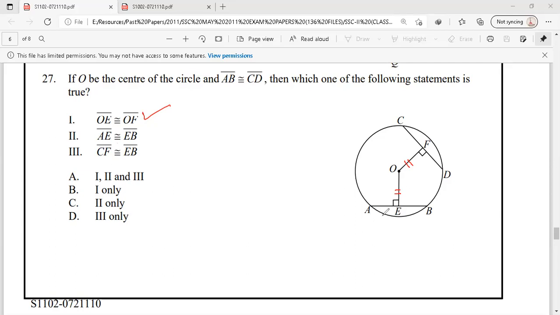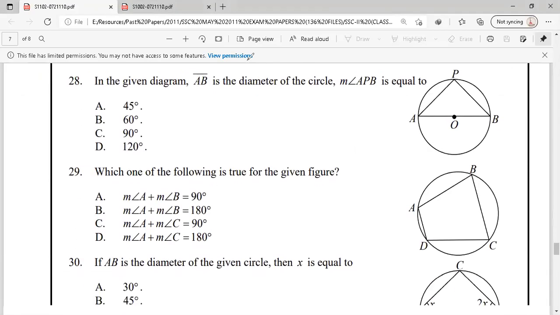AE and EB will be equal because this line bisects the chord. CF equals EB. So these are equal chords, so they are divided into three equal parts. So EB will also be equal to CF. So all the conditions are true. It means option A is our right answer.